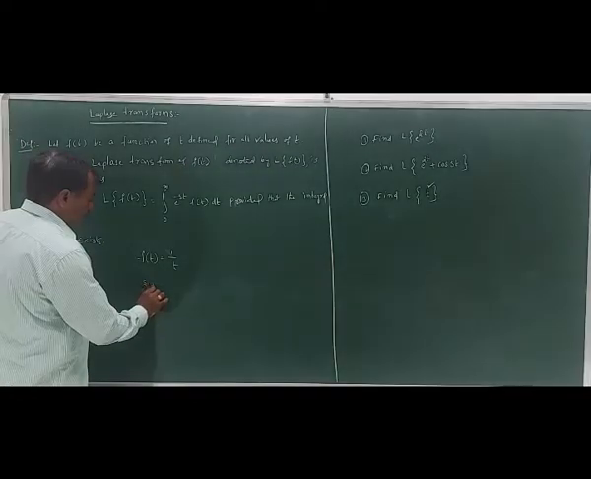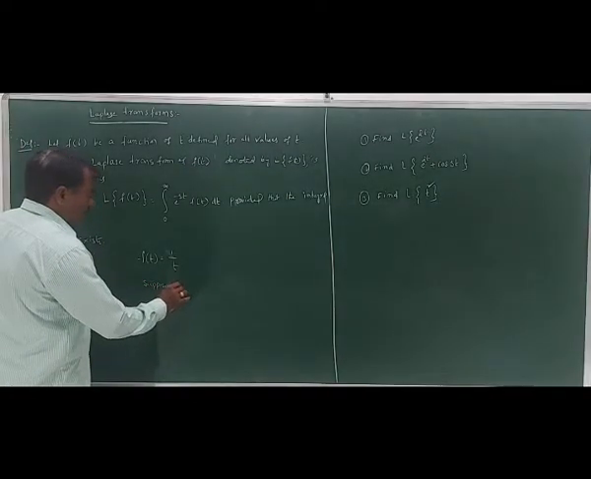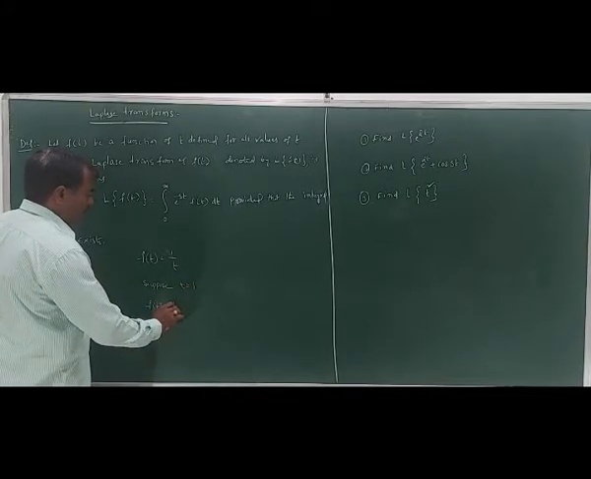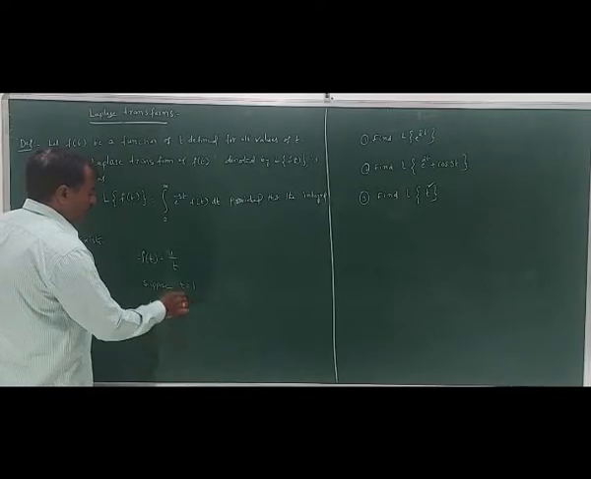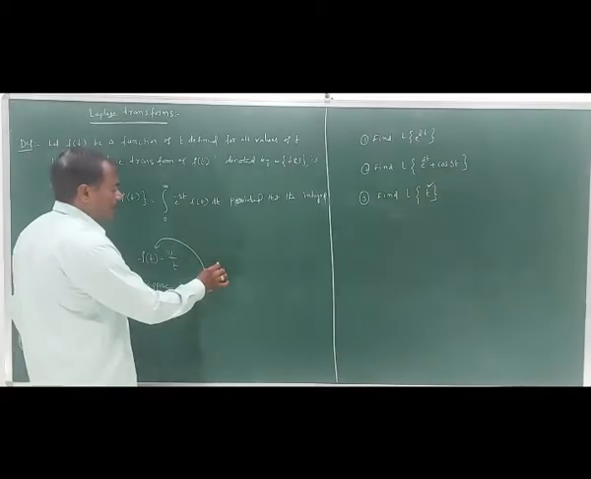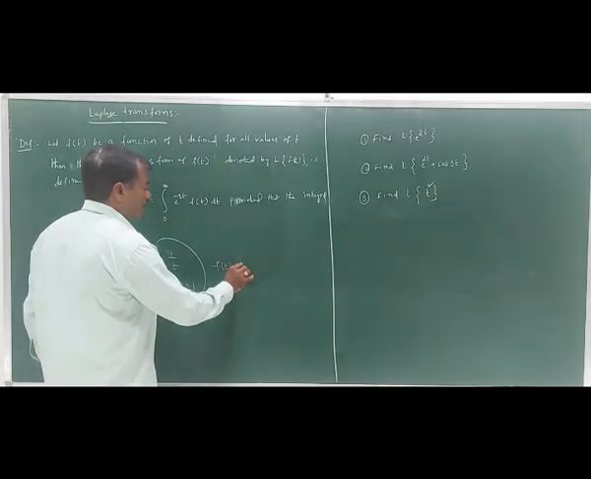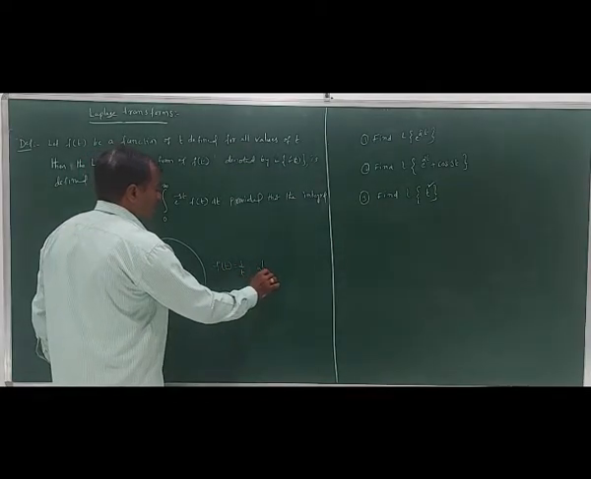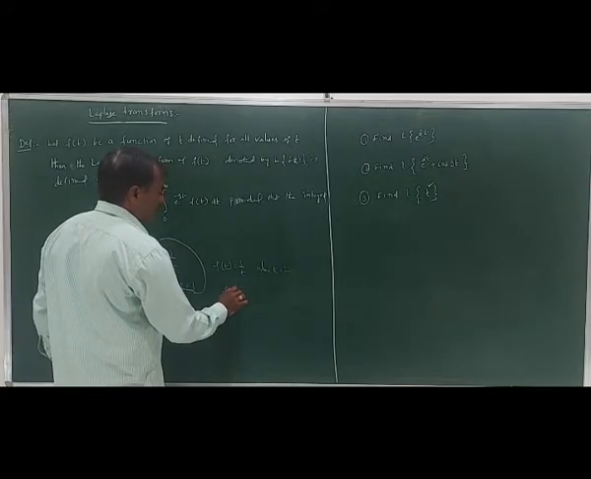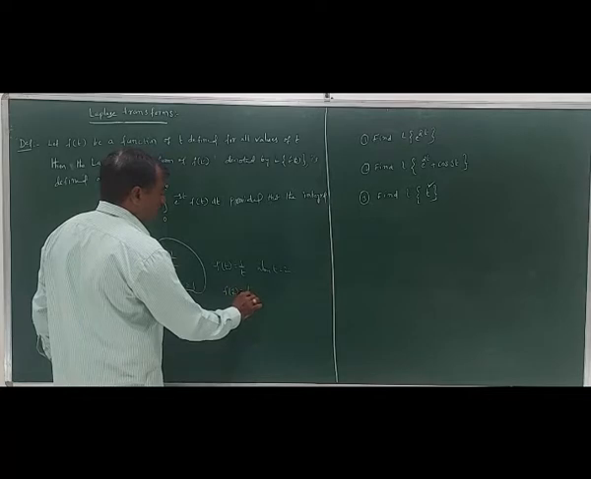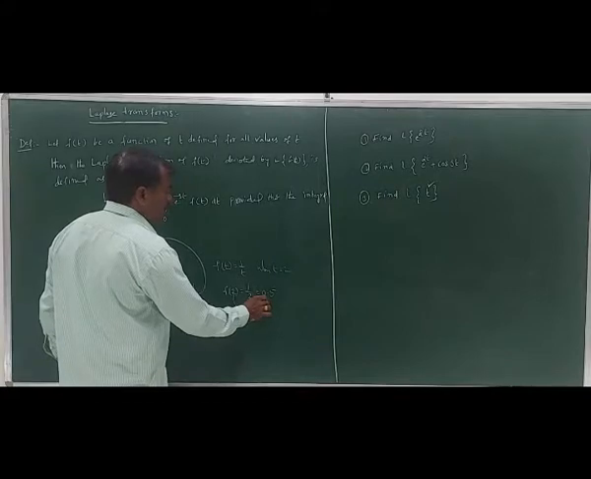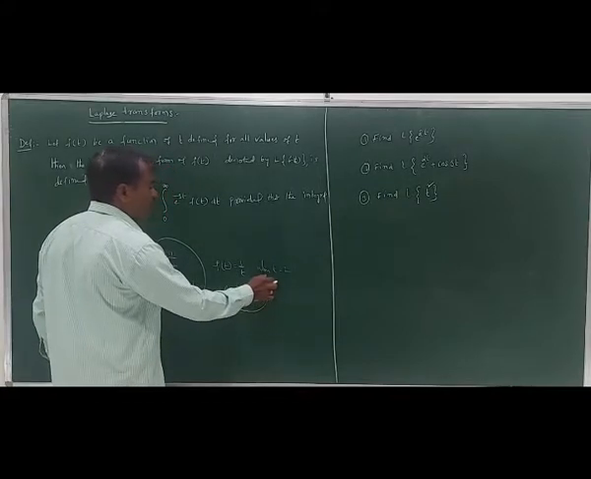Suppose t equal to 1. What is f of t? f of t equal to 1 by 1 equal to 1. So when t equal to 1, the function is defined. f of t equal to 1 by t when t equal to 2. What happens? f of 2 equal to 1 by 2, which is 0.5. So f of t is defined, meaning we get a finite value when t equal to 2.